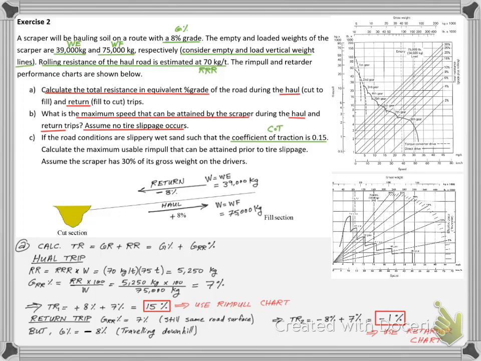We will deal with the performance charts in the next slide, but let's check also the requirements of part C. Here we are given the coefficient of traction. We need to check for tire slippage and confirm the usable power value if only 30% of the weight is applied on the driving wheel.